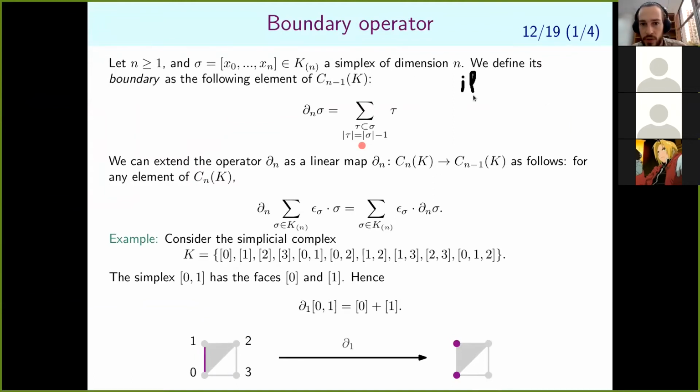If n is 0, I define the boundary of any simplex as 0. The 0 boundary is a map from the 0 chains to the set 0, the set that only contains one element.